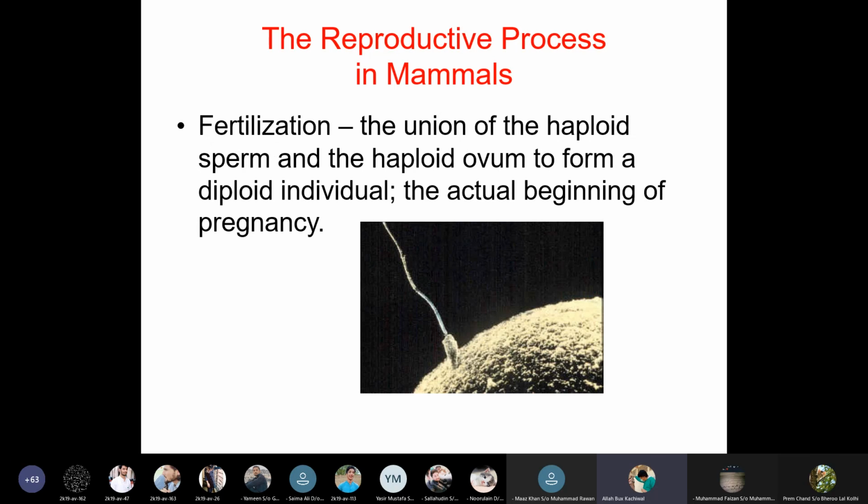Fertilization is the union of the haploid sperm and the haploid ovum. The 23 chromosomes will be given by the sperm, and 23 chromosomes in the human being come from the ovum, and that has to develop the diploid, which means it has to develop the zygote, which possesses 46 chromosomes. The actual beginning of the pregnancy starts from here.